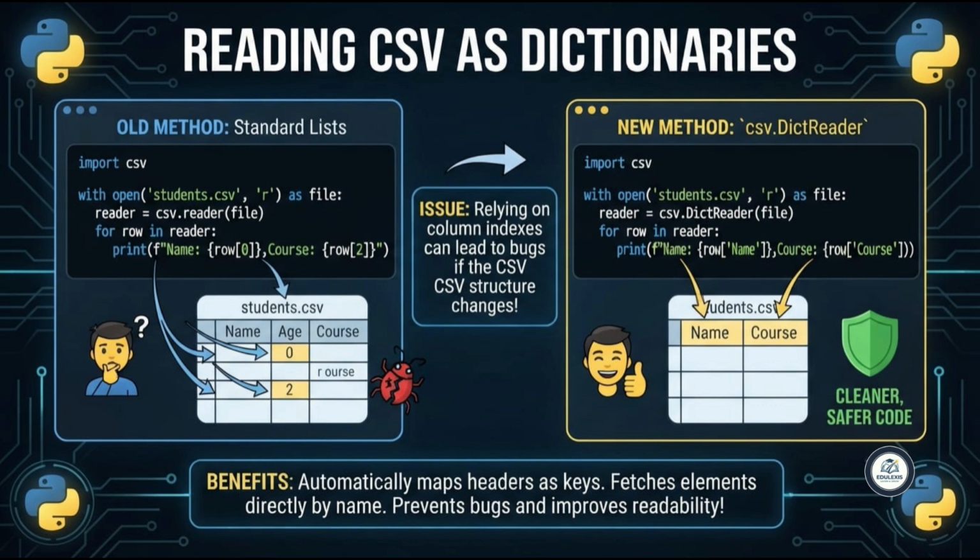Now, inside our loop, each row behaves like a standard Python dictionary. Instead of guessing index 0 or index 2, we can fetch elements directly by their text column name, like row name and row course. This prevents bugs if your CSV file column order changes unexpectedly later on. This method makes your code far cleaner, safer, and much easier to read for beginners.